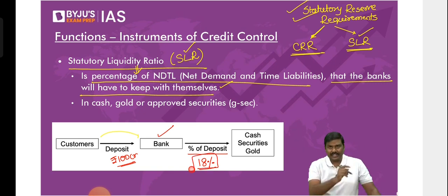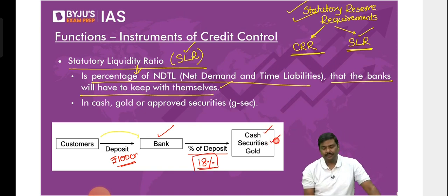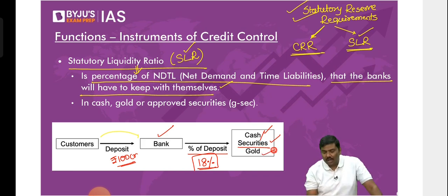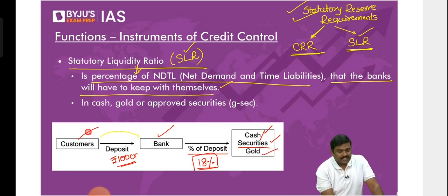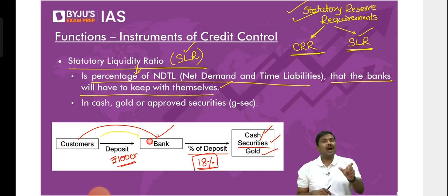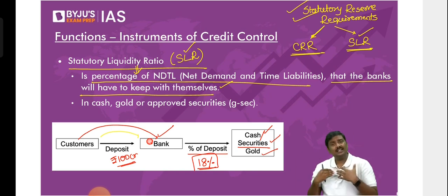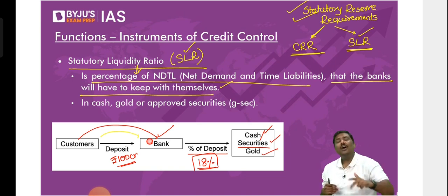So 18% of the deposits you take, you'll have to keep in the form of cash, in the form of government securities, or in the form of gold. I'll repeat the statement here. Customers will keep deposits with the bank, and RBI says part of the deposits the bank will have to keep with themselves, either in the form of cash, in the form of gold, or in the form of government securities.